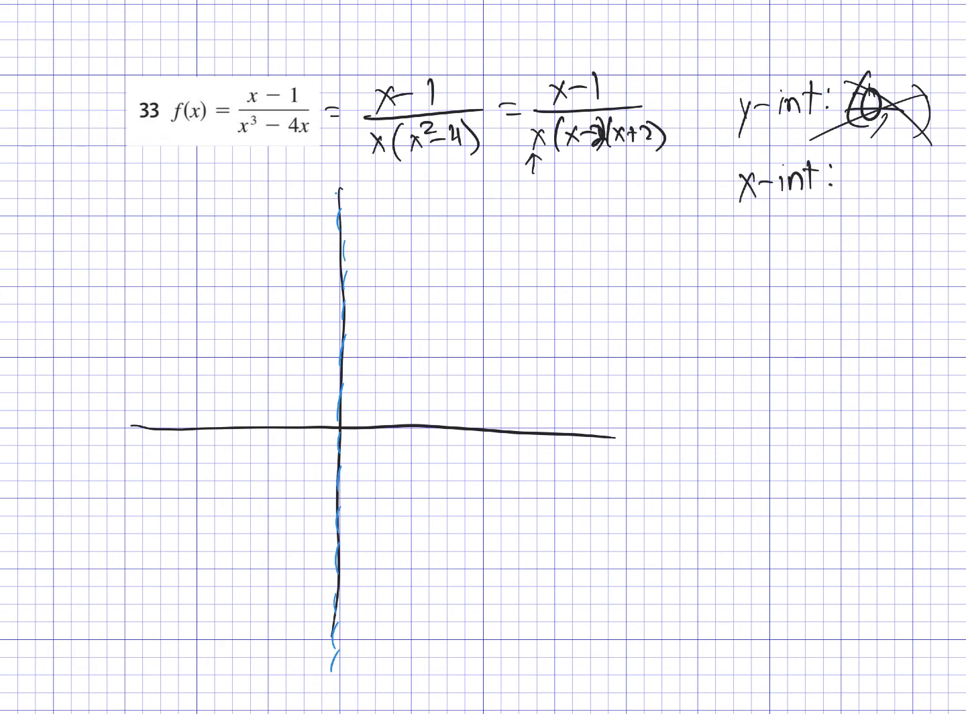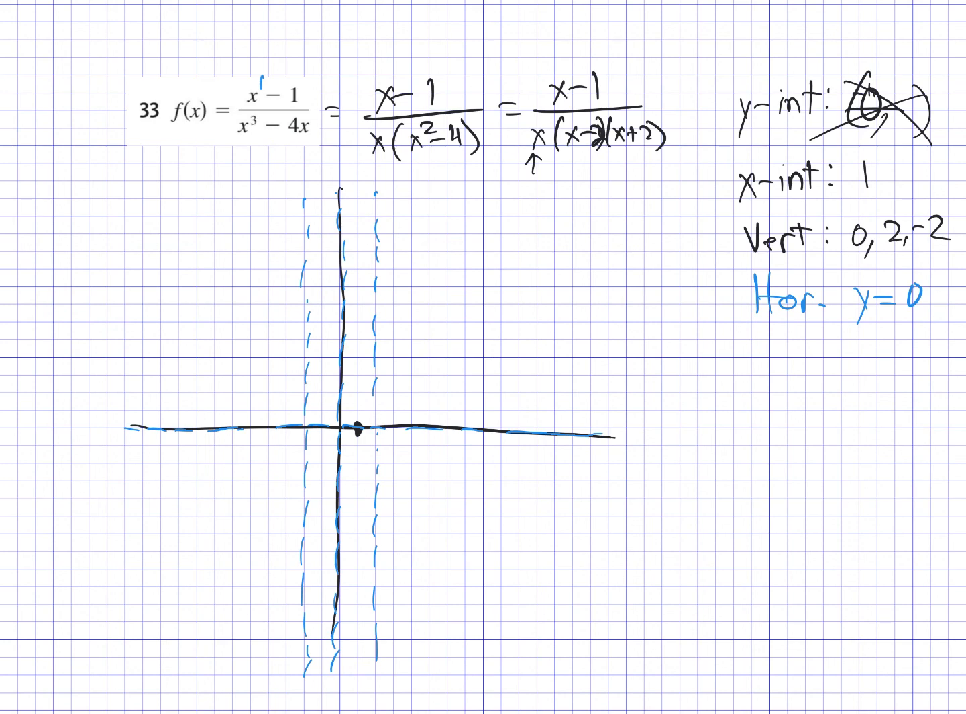Okay, so let's go ahead and do the x-intercept. X-intercept would be setting the top to 0, so that'd be 1. X-intercept at 1. Vertical asymptotes are at your denominator zeros, 0, 2, and negative 2. Okay, and horizontal asymptote. Our leading exponents, the top is smaller than the bottom, so our horizontal asymptote is y equals 0. And notice now you have a hole. It's going through the asymptote at x equals 1.